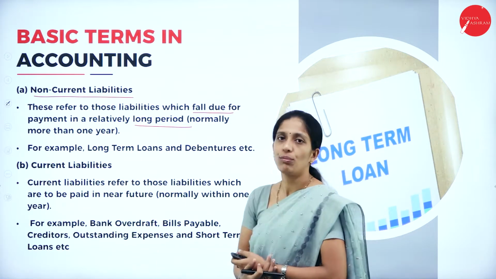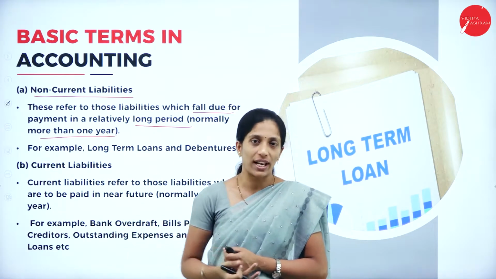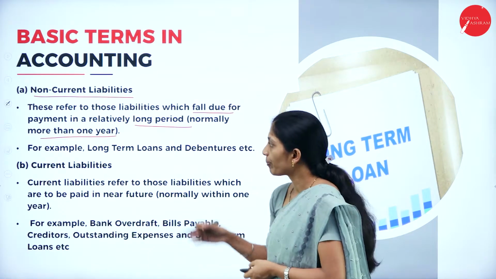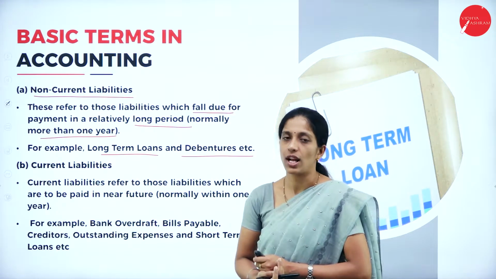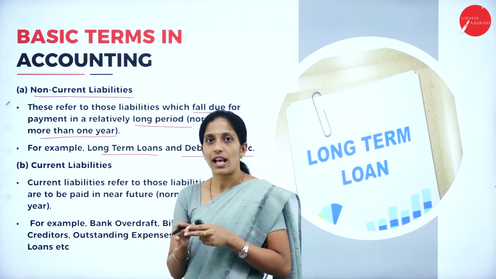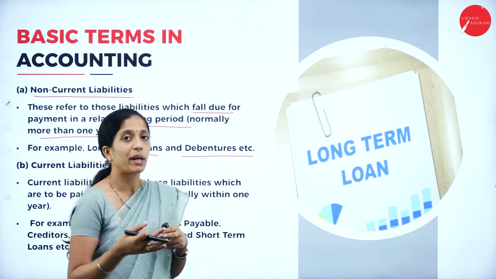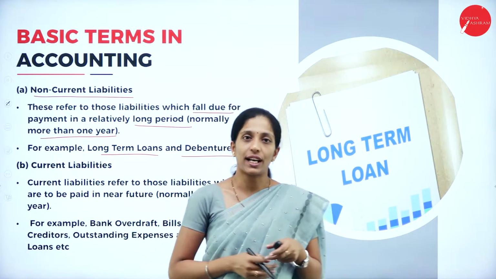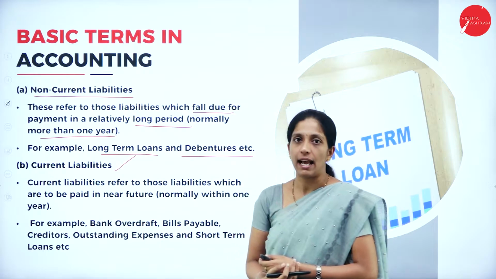So normally more than 1 year. Here the payment has to be made after more than 1 year. So they are termed as non-current liability. For example, long-term loans and debentures, etc. If the organization has borrowed long-term loans and the duration of payment is more than 1 year, then it is known as non-current liability. Now coming to the second type, that is current liabilities.